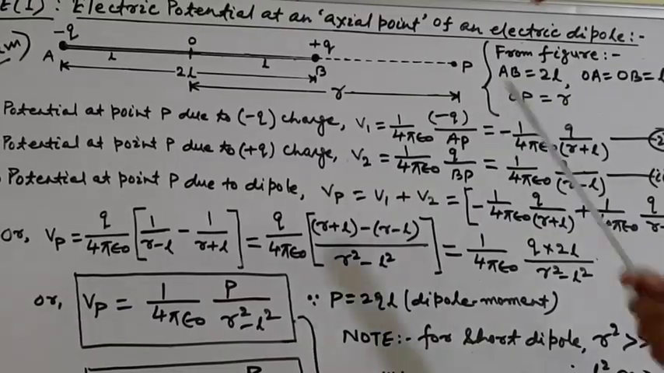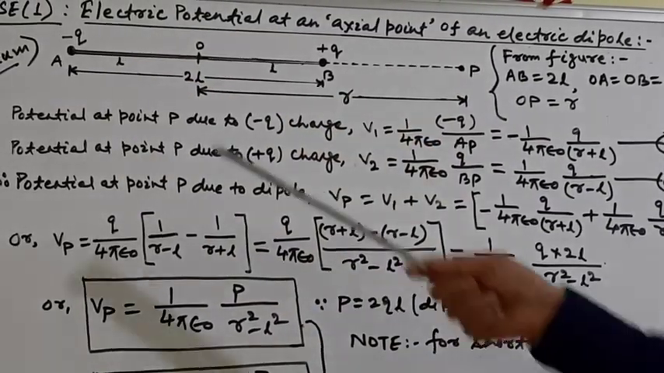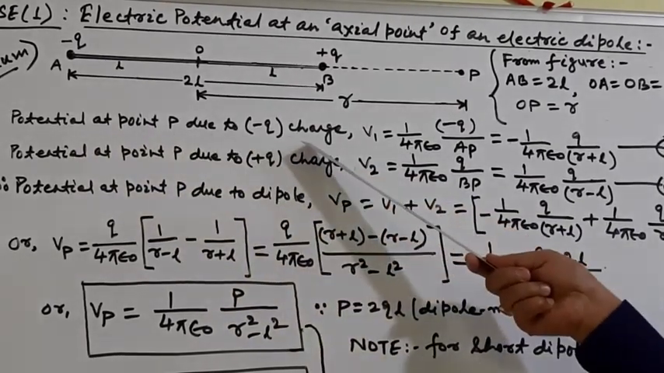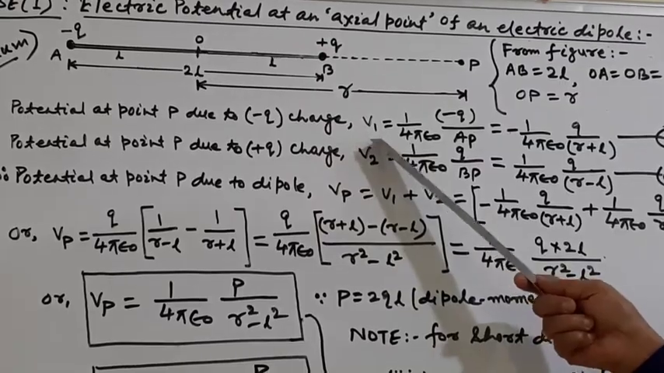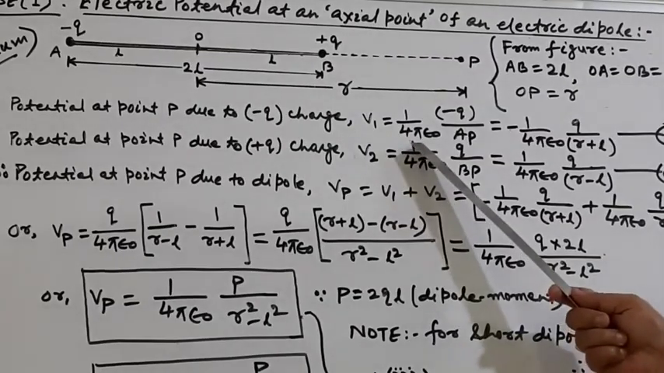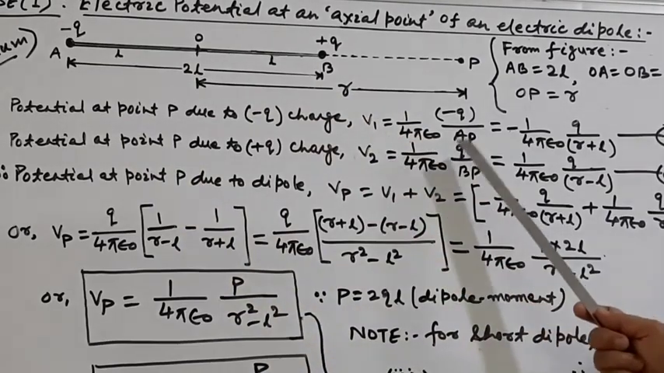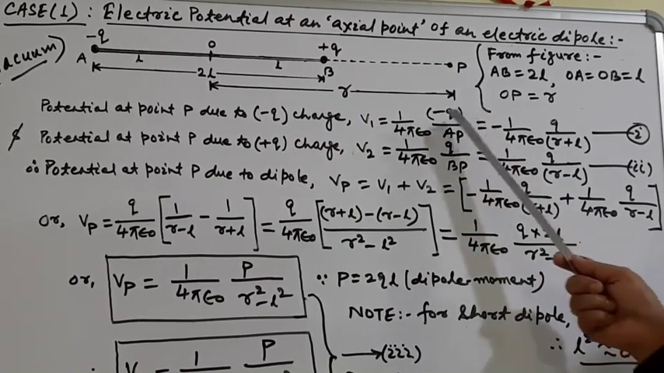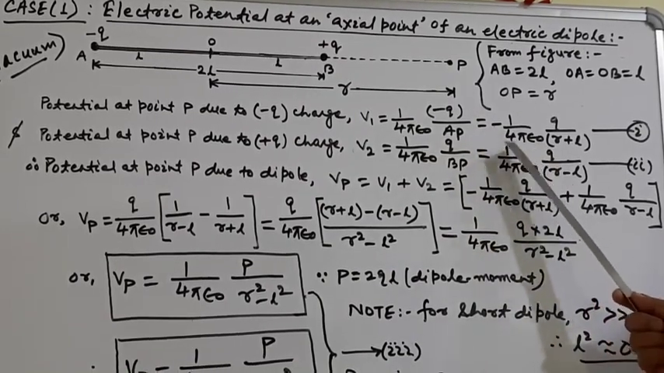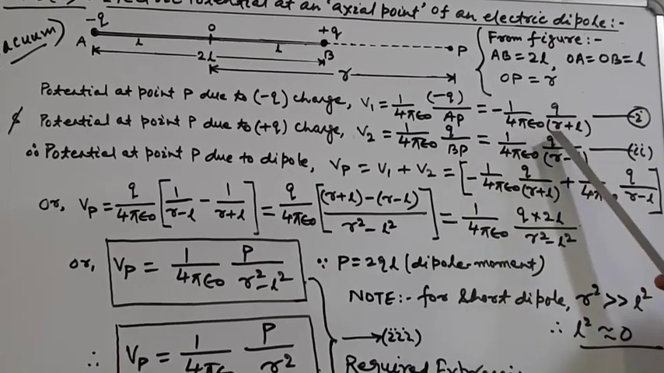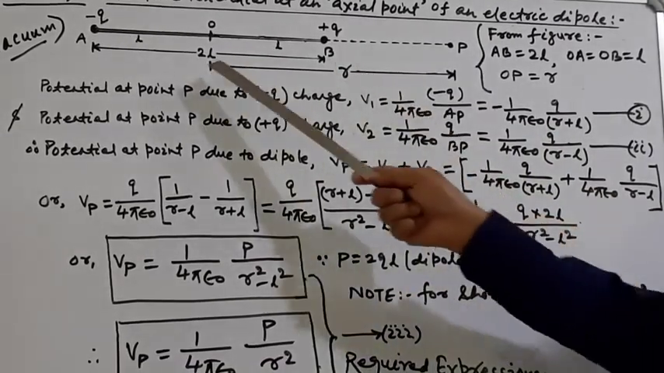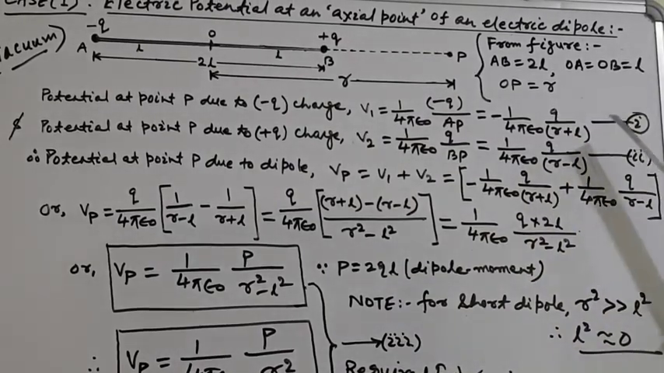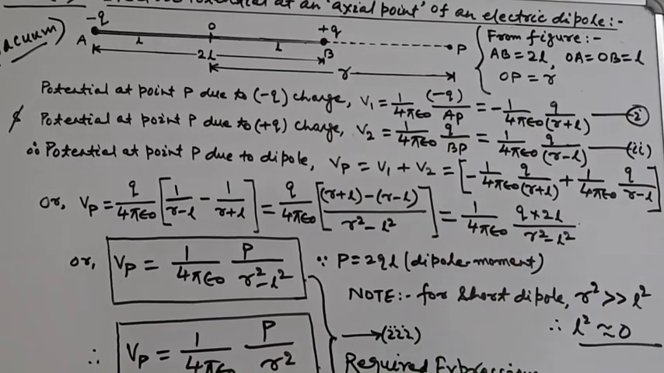So let us find the potential at point P due to minus Q charge first. Suppose it is V1. So it is 1 by 4 pi epsilon naught times minus Q at the distance AP, A to P. It becomes minus 1 by 4 pi epsilon naught Q by AP, and AP is r plus L. r is here and this distance is L. So AP is equal to r plus L. This is the first equation. It gives the potential at P due to minus Q charge.